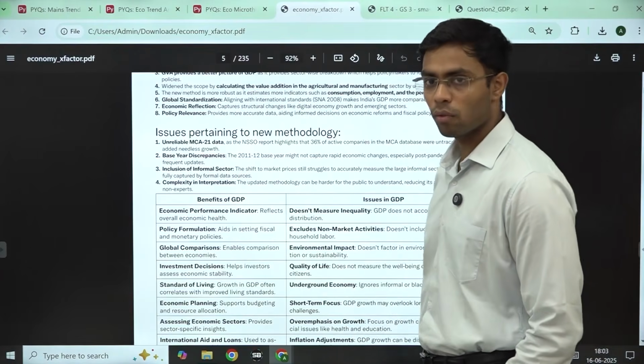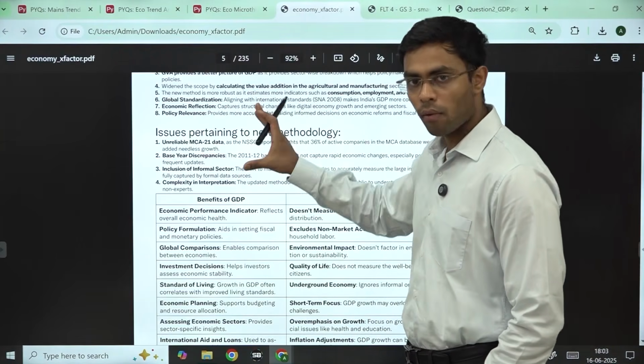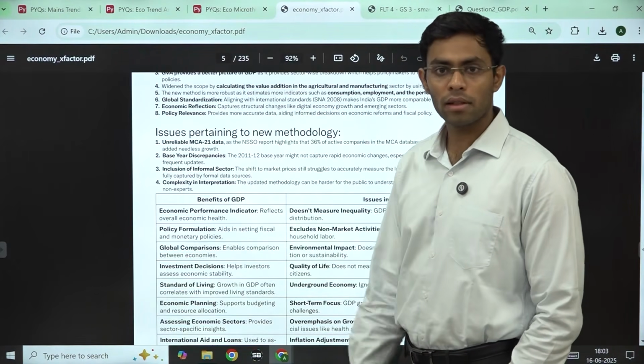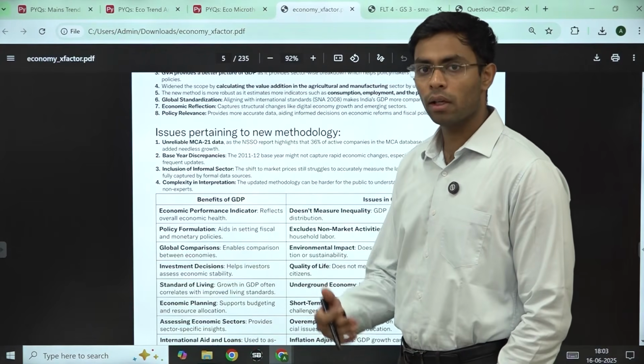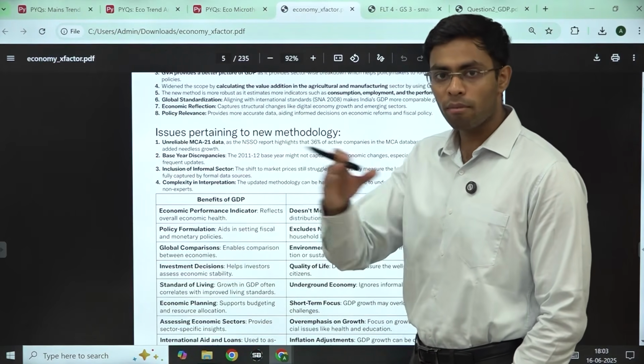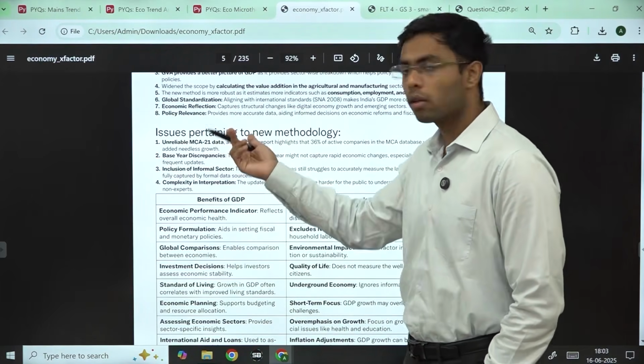Now, not everything is hunky-dory. We have made some changes. We have anticipated good things. There are advantages, definitely. But as a UPSC aspirant, we always have to be impartial and neutral, and we have to give both sides of the argument, right? So there are certain issues also, right?